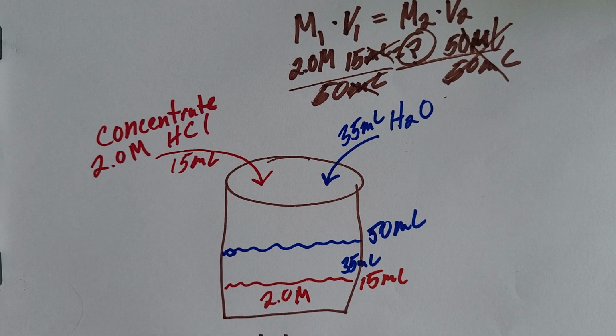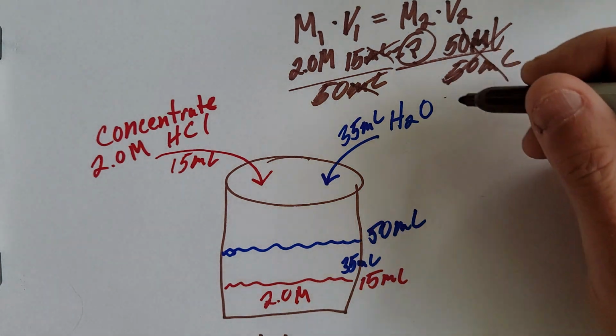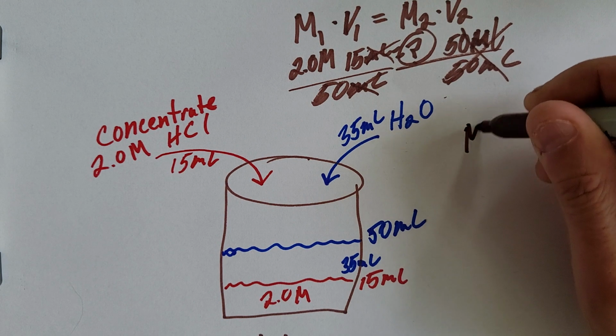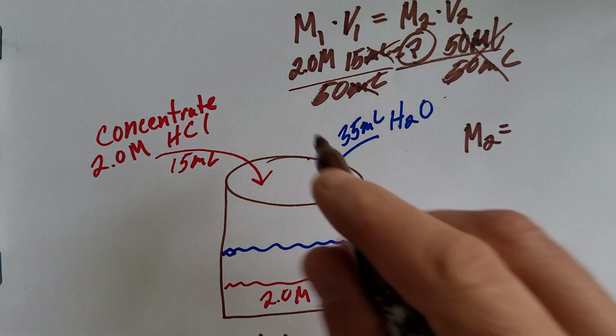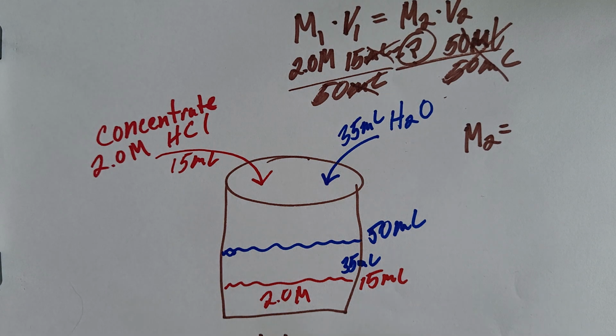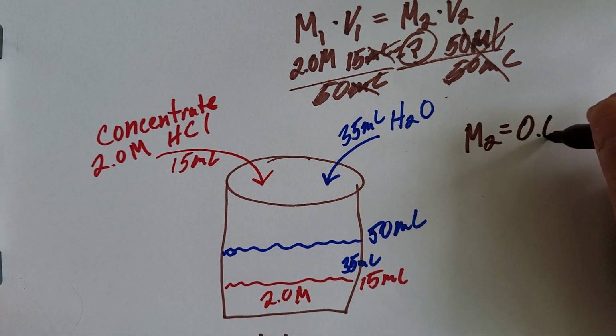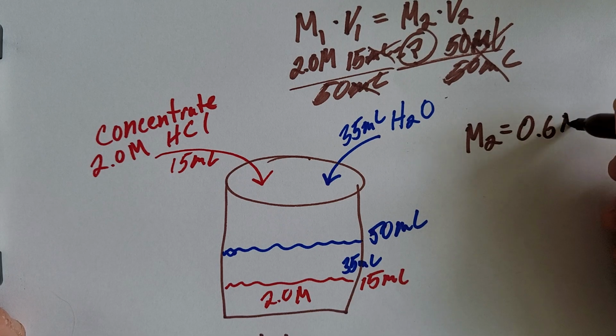So now in my calculator, I'm going to go 2 times 15, and then I'm going to divide that by the 50, which is the total. And what it tells me is that M2 is going to have a molarity that's less than 2. It's got to be. And it's 0.6 big M.